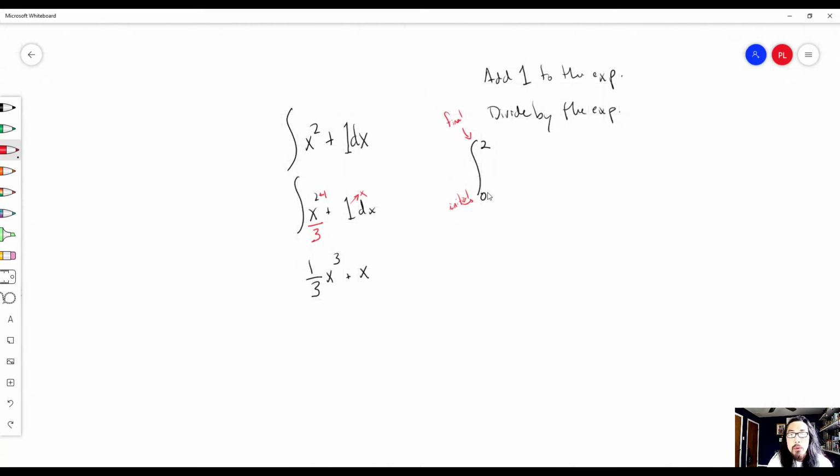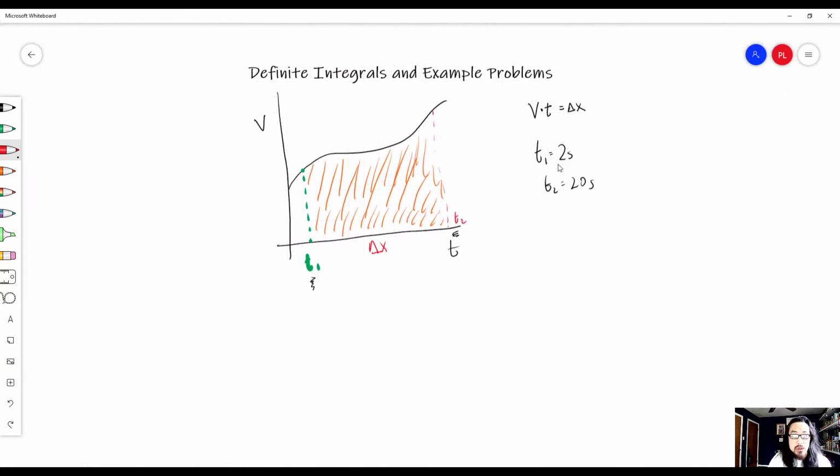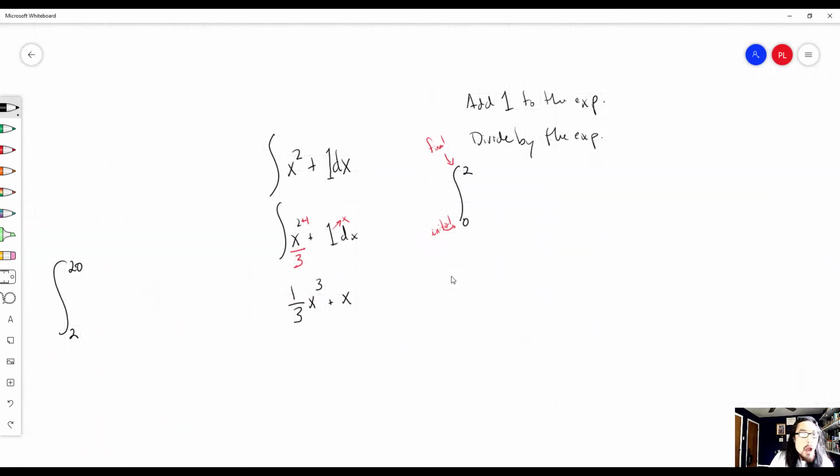Right? So in this problem, our bounds are from 0 to 2. In this first part of the video, our initial bound was 2 and our final bound was 20. So if I were to write an integral for this, it would look something like this. Our initial was 2, our final was 20. Okay, those are our bounds. All right, and the integral will be the same, x squared plus dx.